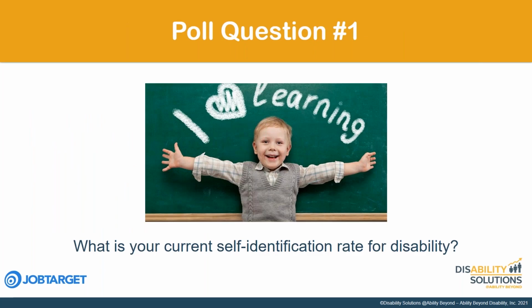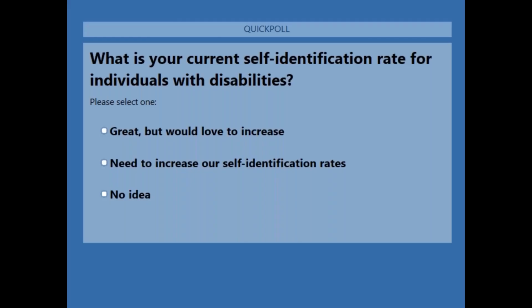All right, thank you, Kevin. So our first poll today is, what is your current self-identification rate for disability? And I'll have our famous host, Tim, launch the poll here. So you've got your selections. You can just take a second to answer in the most appropriate way for you. Then Tim will put the results on our screen.